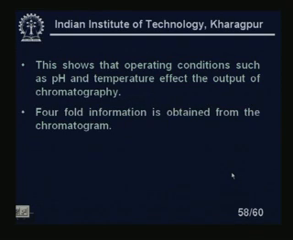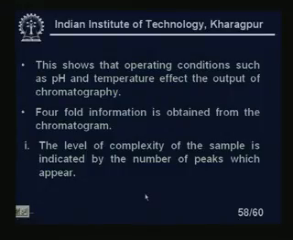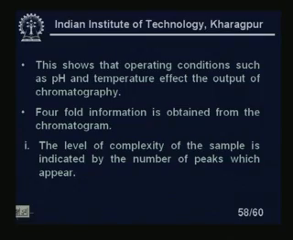Four kinds of information are obtained from the chromatogram. What are the different pieces of information I am getting from this chromatogram? We have already discussed it, but let us jot them down one by one. The level of complexity of the sample is indicated by the number of peaks. How complex is the mixture? We can detect that from this. So the level of complexity of the sample is indicated by the number of peaks which appear.